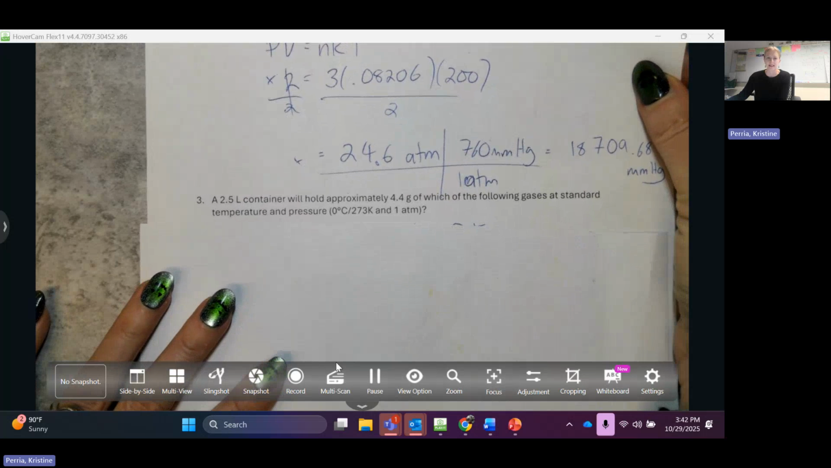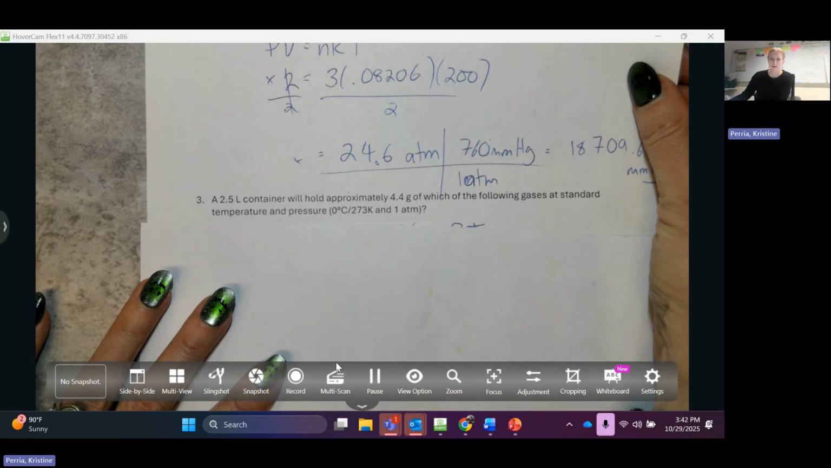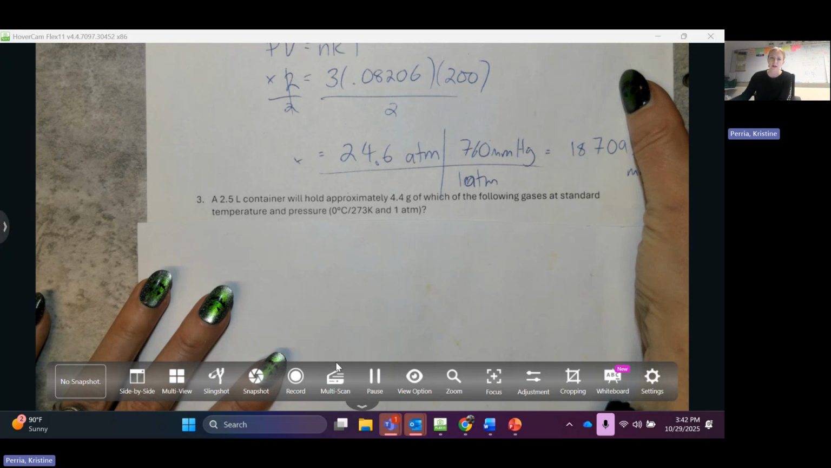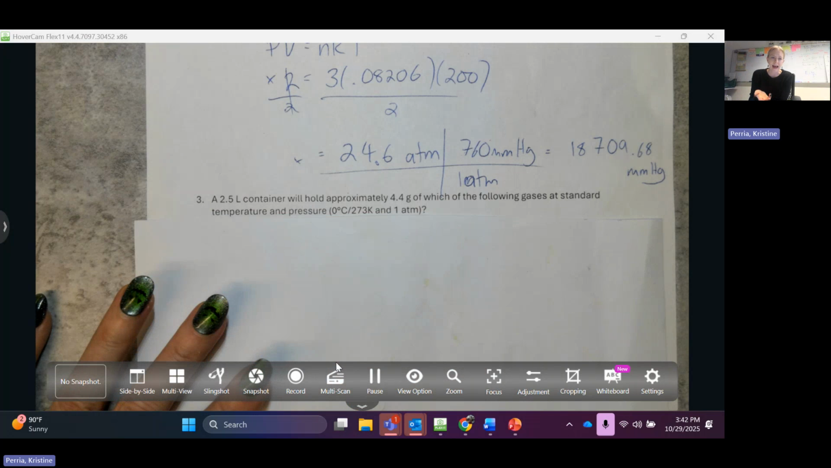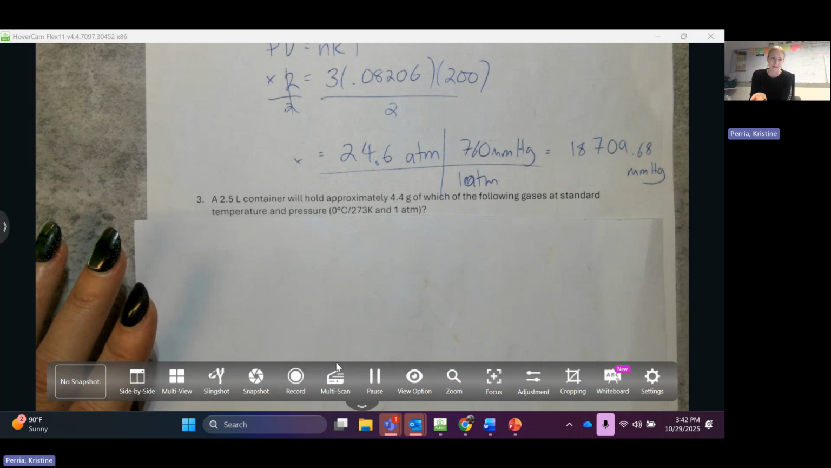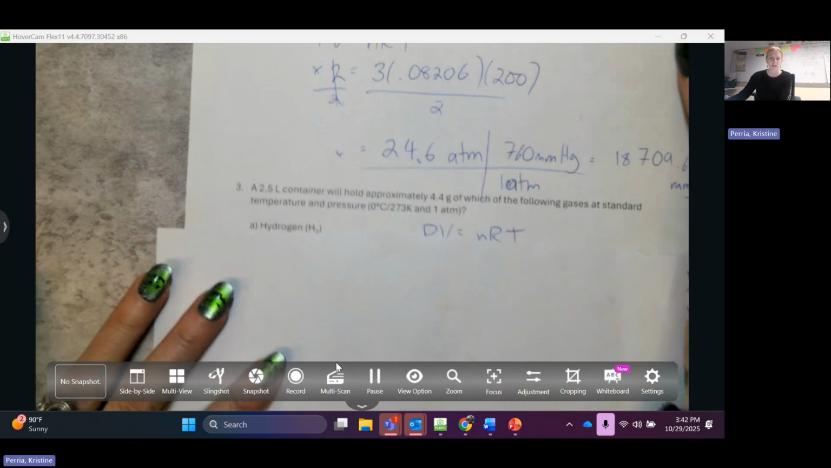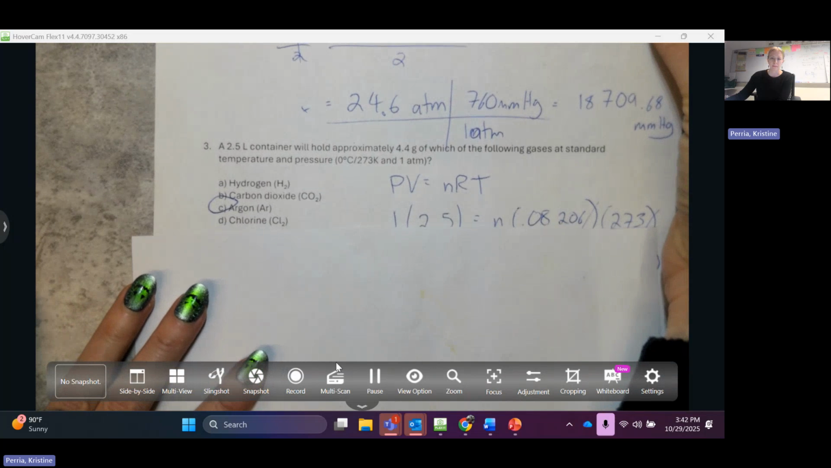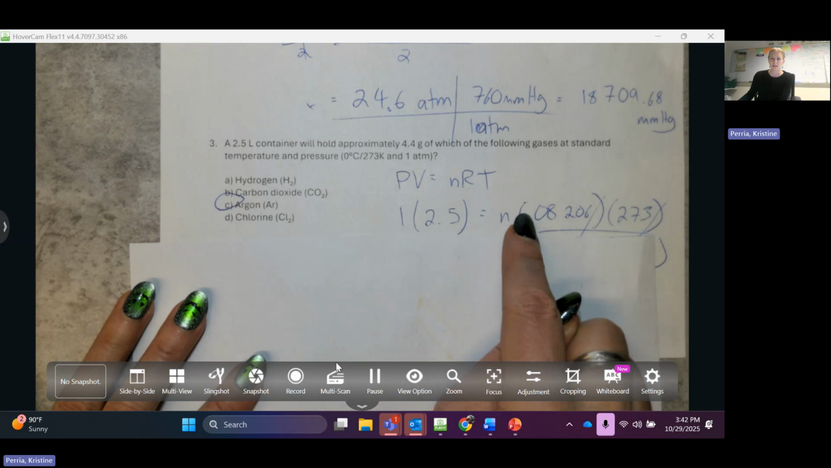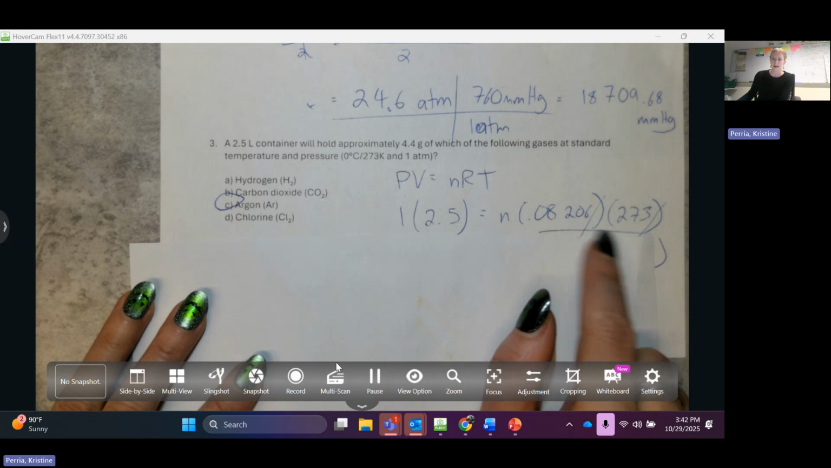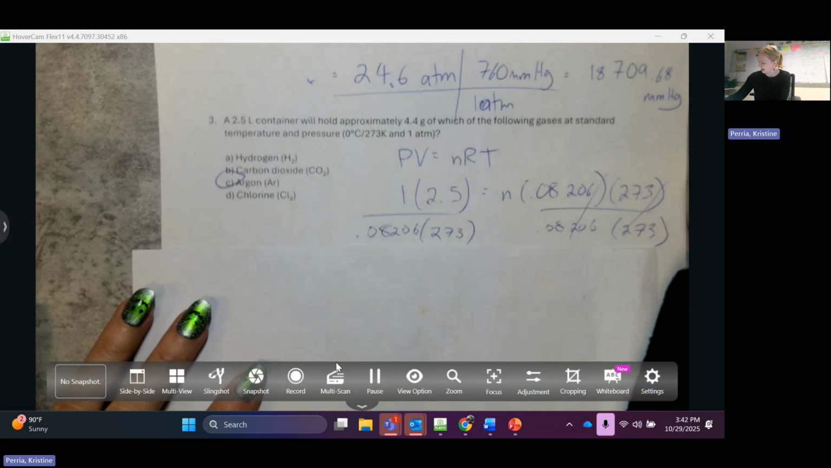Number 3, it says a 2.5-liter container will hold approximately 4.4 grams of which of the following gases at standard temperature and pressure? And then it gives you those conditions right here. Okay, so whenever you're trying to figure out what gas, you're trying to figure out the molar mass, right? So we know the formula for molar mass is grams per mole. So we are given grams, so we just need to calculate moles. So I'm going to be using PV equals nRT. So I have my pressure of 1 times my volume of 2.5 equals moles. And then I just divide both of them by this. Okay.